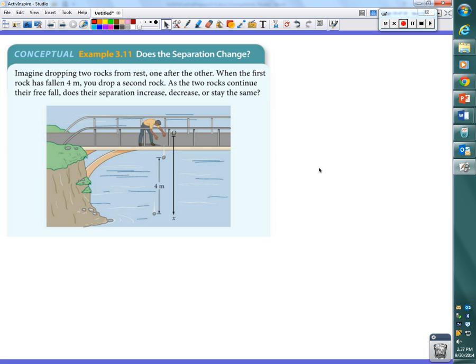No, they're dropping it from the same height. They're just dropping it, drop one, wait a little bit, drop the second one. So it's saying, does the separation increase, decrease, or stay the same as they fall? All right?